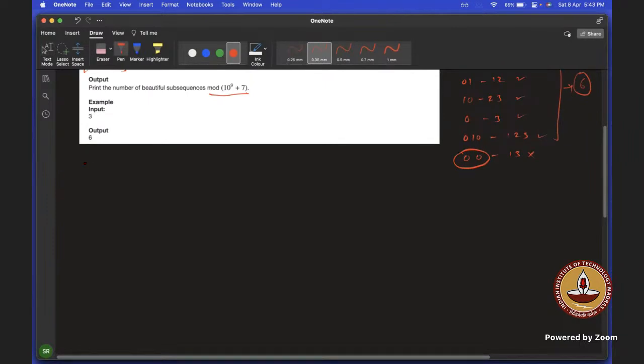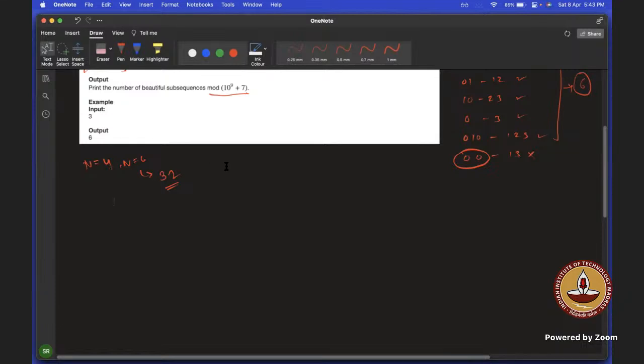Similarly, you can find it for others also, like n equals 4, n equals 6. For n equals 6, somebody asked a doubt, and I did reply to it on the Discord group. The number of possible subsequences was 32. You can just go through each subsequence and check if it's beautiful or not. This way you can find 32 possible subsequences.